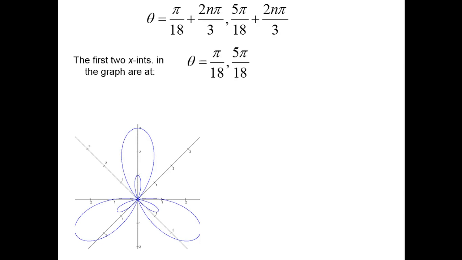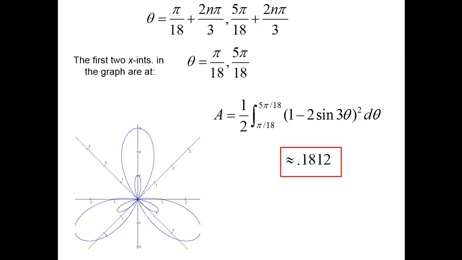But to set up our integral, we're going to integrate from pi over 18 to 5 pi over 18 of the 1/2 r squared function. I'm going to skip the algebra this time and just tell you the answer is 0.1812 as a decimal. By the way, anytime you're doing integration in your calculator, go back to Cartesian mode. I don't think your calculator will integrate for you in polar. If it does, it's probably not what you're looking for. So just go back and put this in terms of x if you were doing this in the calculator.